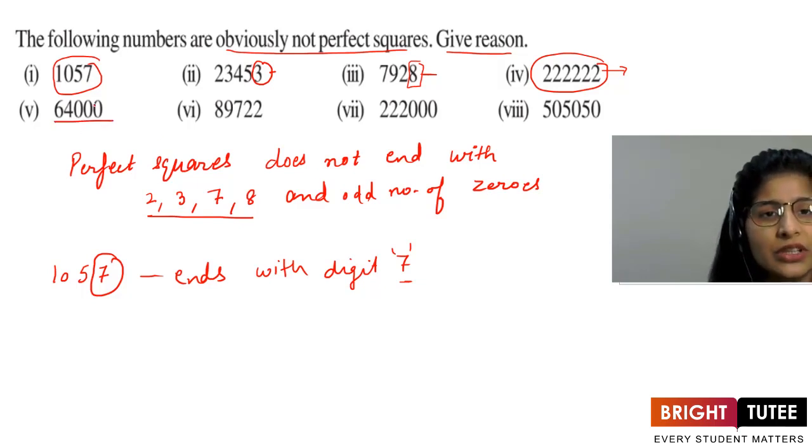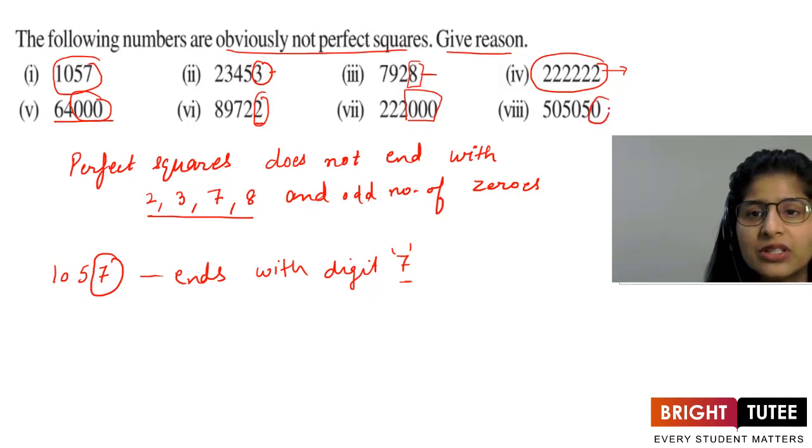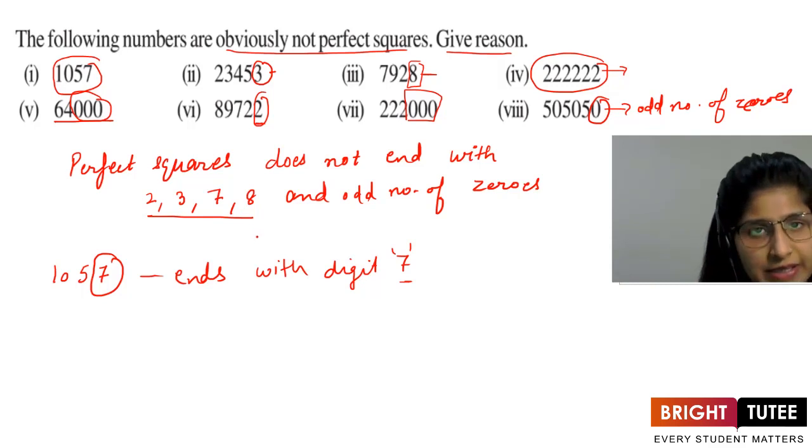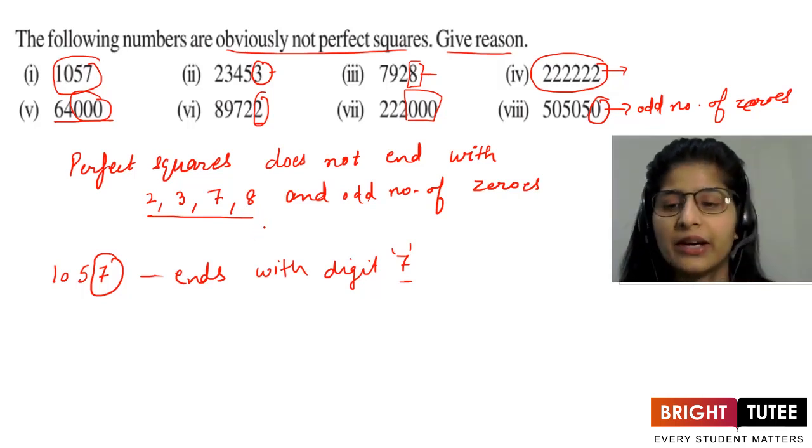Now here 64,000, we see there are an odd number of zeros at the end. So it is not a perfect square. This is ending with 2. So it is not a perfect square. The next one has an odd number of zeros, not a perfect square. And the last one also has an odd number of zeros, right? So if we have an odd number of zeros at the end, or else we have 2, 3, 7, 8 as the ending digit of any number, we can directly say that they are not perfect squares. Clear? Let's move ahead now.